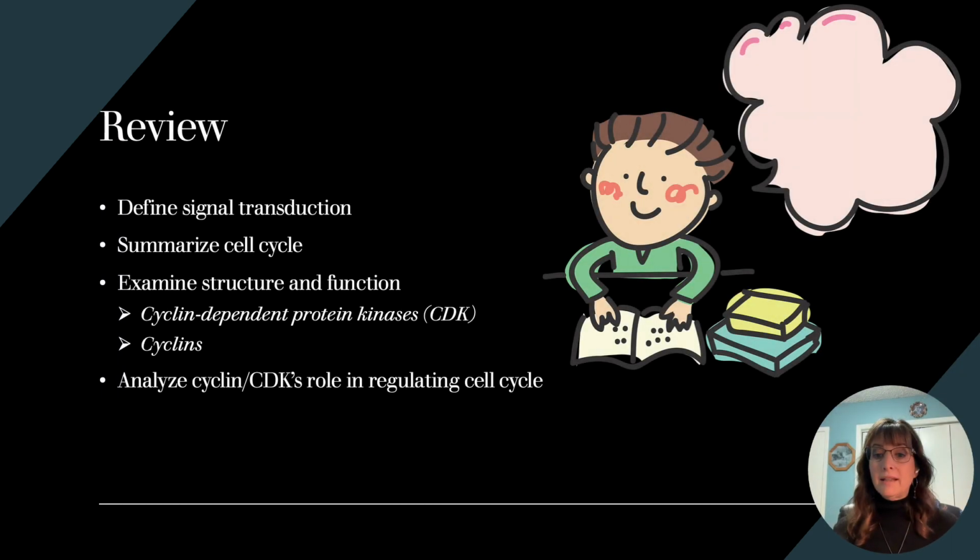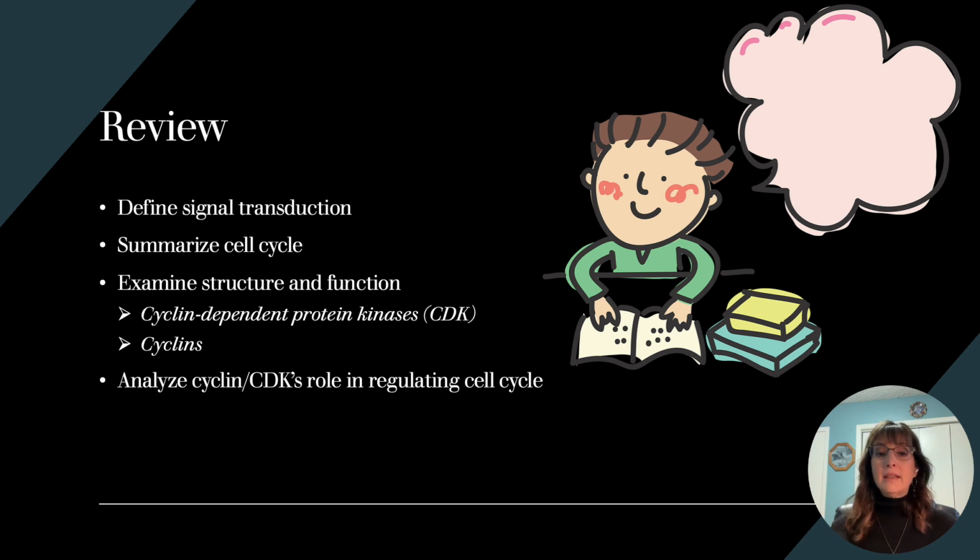So what have we looked at in this video? Let's take a quick review. First, we defined signal transduction, just a really fancy way of saying cell communication. Cells need to communicate with each other, and there's also a lot of communication that occurs within a cell. We also looked at the steps of the cell cycle. There's gap 1, synthesis, gap 2, and finally mitosis, where we make new cells.